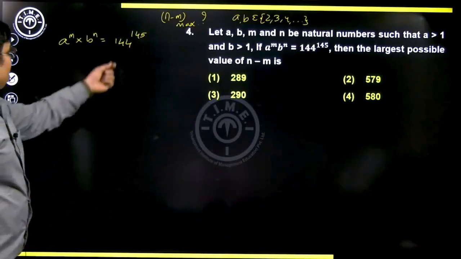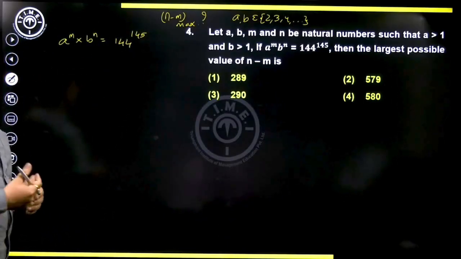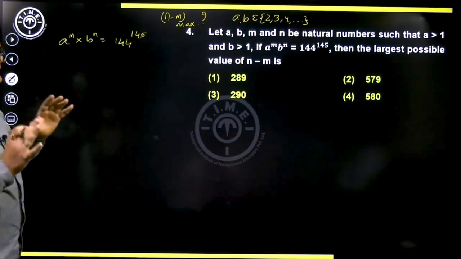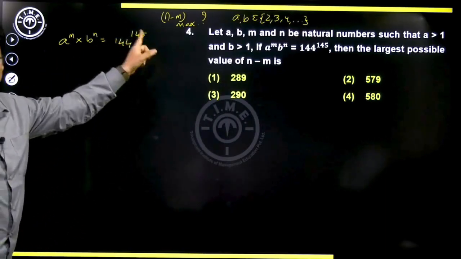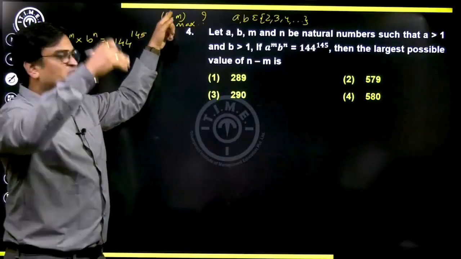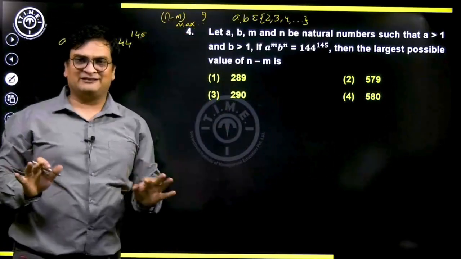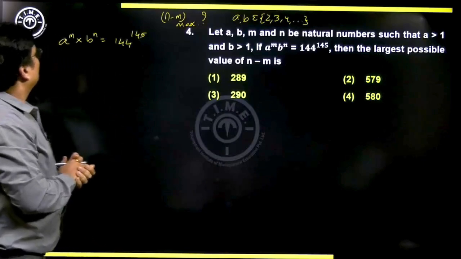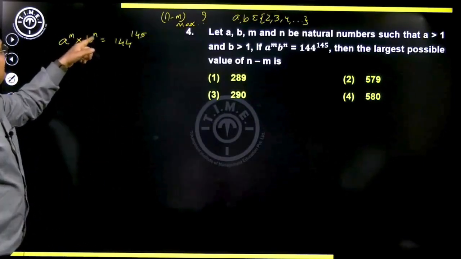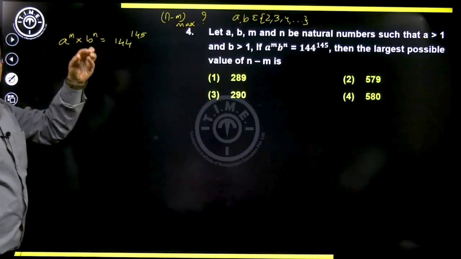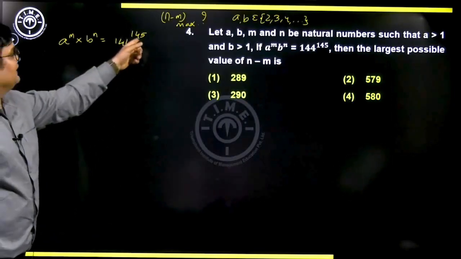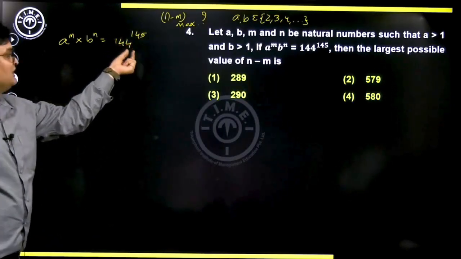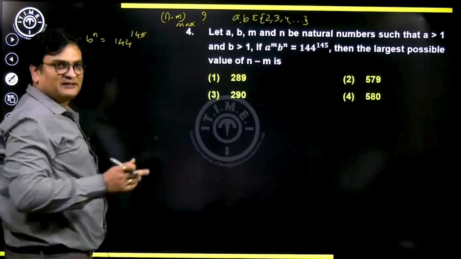Okay, let's try to break down this number. One simple thing that I understand is if you want to maximize N minus M, N should be as high as possible, M should be as low as possible. That's the idea with which I will be working. So for making N as high as possible and M as low as possible, I need to break down this number first. I need to have 2 different terms here. Let's try to do that.